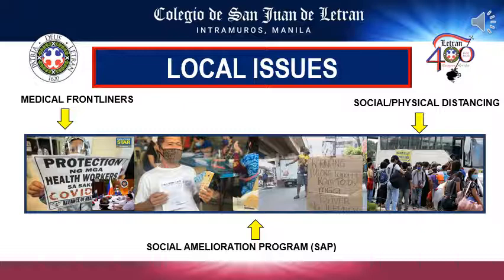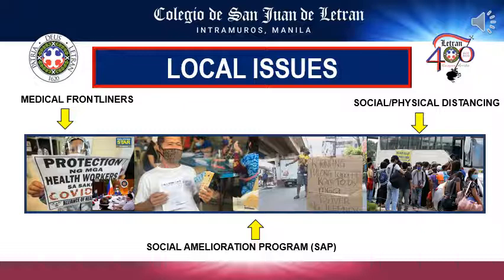Second, the Social Amelioration Program. The Bayanihan to Heal as One Act provides for an emergency subsidy in the amount ranging from 5,000 to 8,000 pesos a month for 2 months to cover basic needs such as food, medicine, and toiletries. This is supposedly directed to some 18 million Filipino families. However, in some cities, some residents have not yet received the SAP.